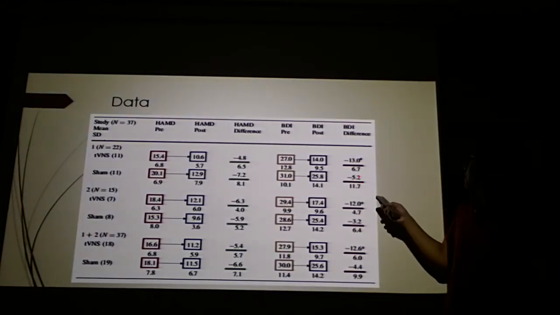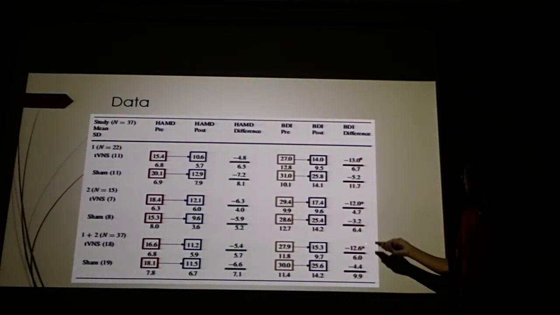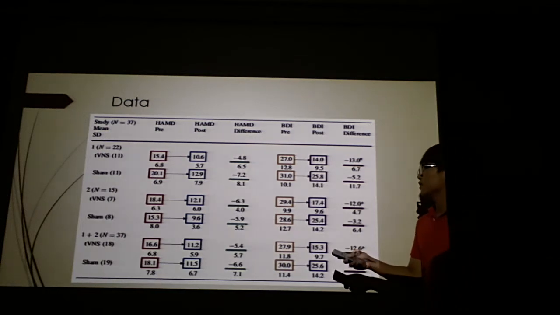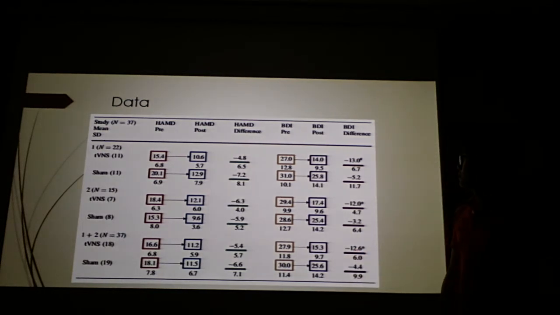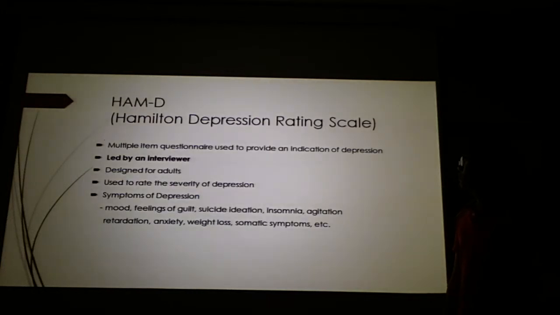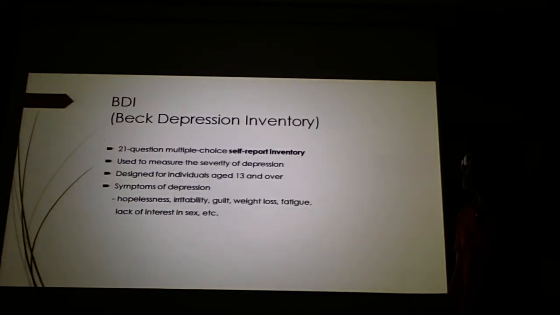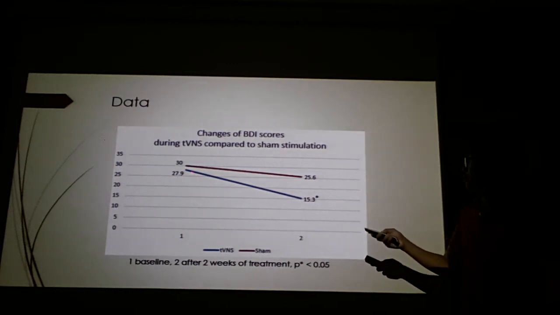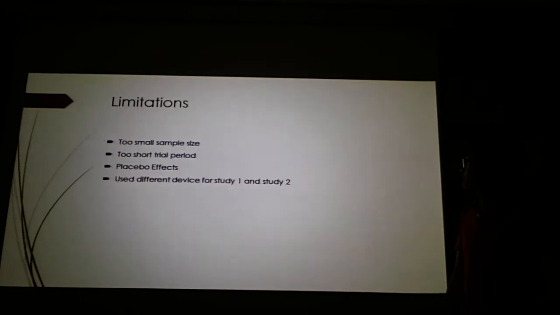And as you see, the star shows the difference. These numbers are very different, so it means that there is a very significant difference between TVNS and the sham, meaning that there were some effects of TVNS. And we graphed the data and showed a significant decrease of BDI scores.